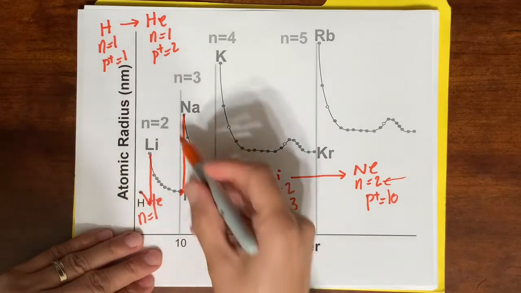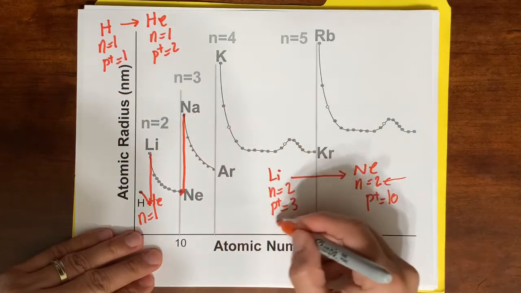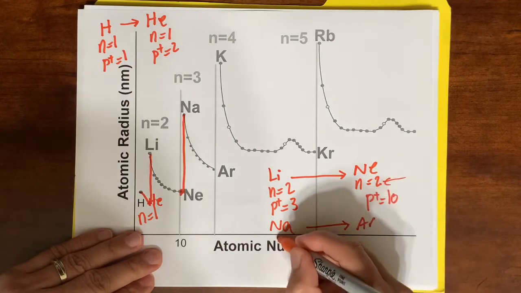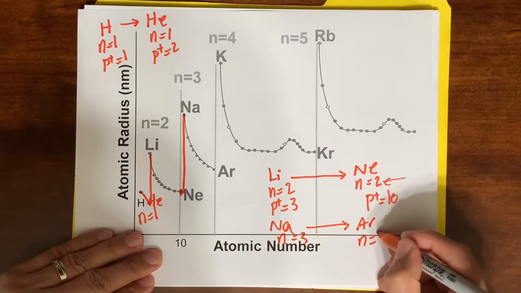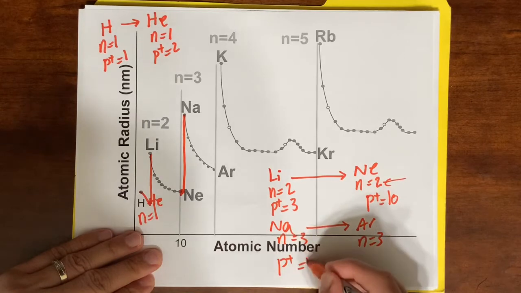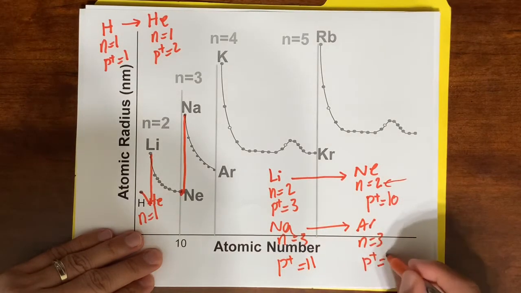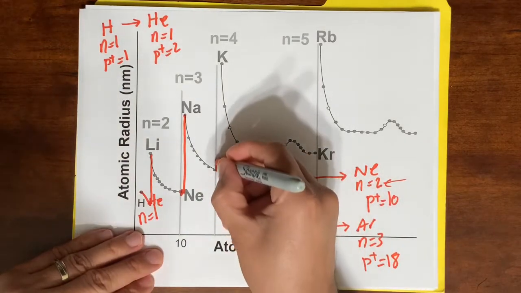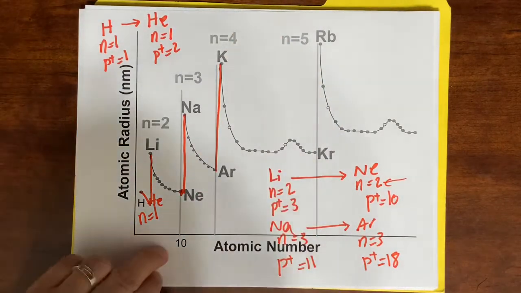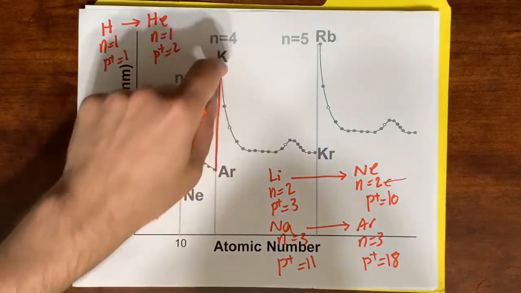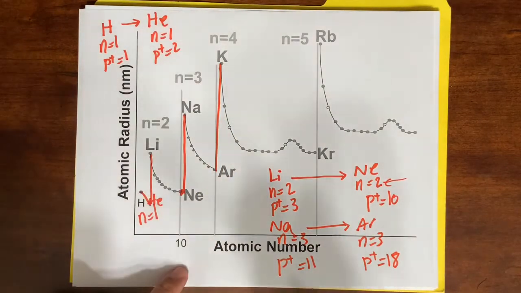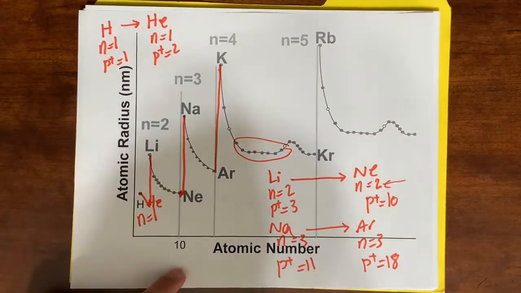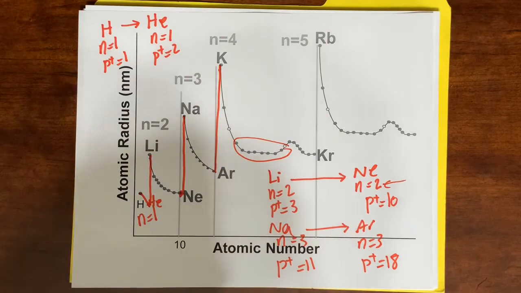And you will see another jump. Same trend. You go with sodium this time to argon. N equal 3, n equal 3. Number of protons 11, protons 18. So again, size will be smaller. And we reach N4, now there is a jump. From N3 to N4, there will be a jump. You see the same trend till you reach this area. It's almost flat.